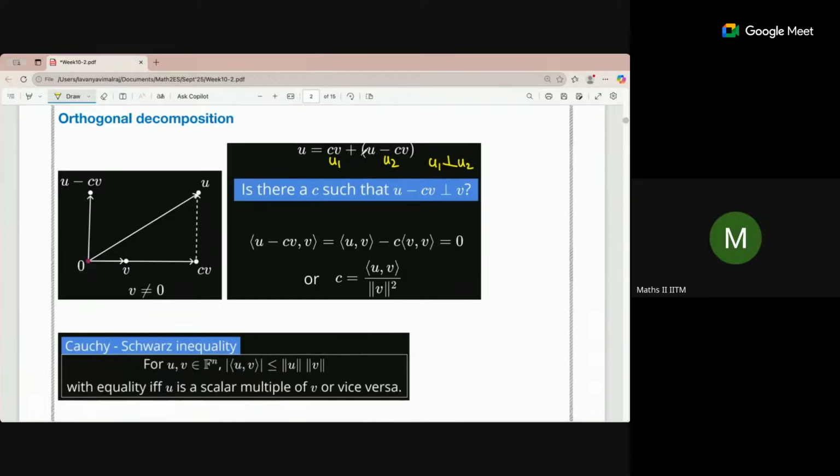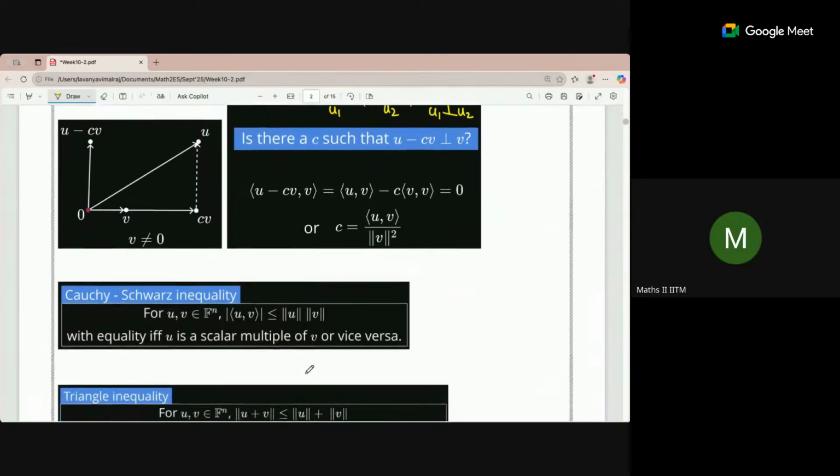Okay, and how to find such a v? Just from the properties of the inner product, you know that if these two vectors are perpendicular, then the inner product is 0. So from this you know that c is given by this value, that is, the inner product of u comma v divided by norm v square.